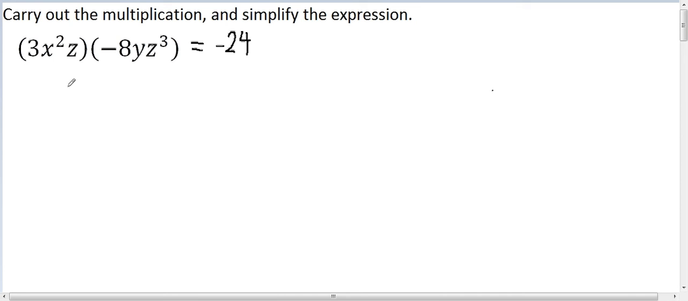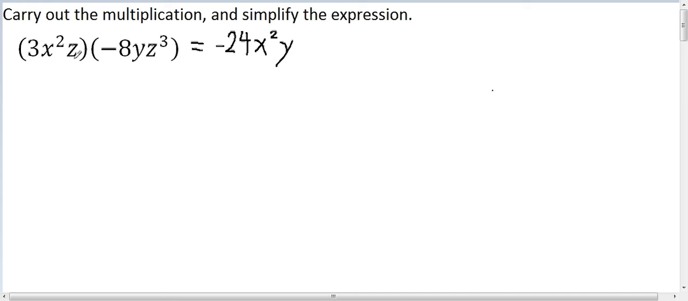Next, we look at the variables in alphabetical order. We have x squared, and it only appears in the first monomial. So we can just go ahead and copy that. Next, we have y, and that appears only in the second monomial. So we'll just go ahead and copy that. And finally, we have z.